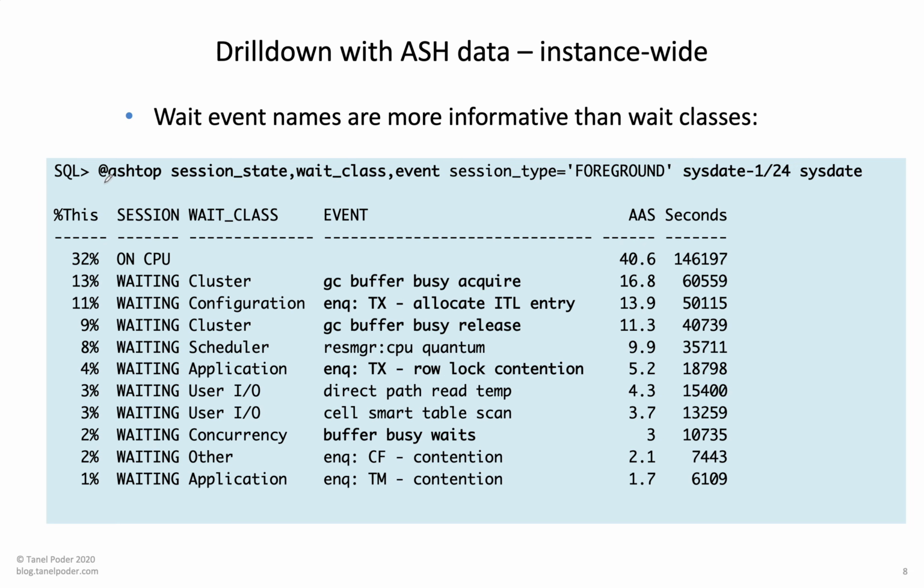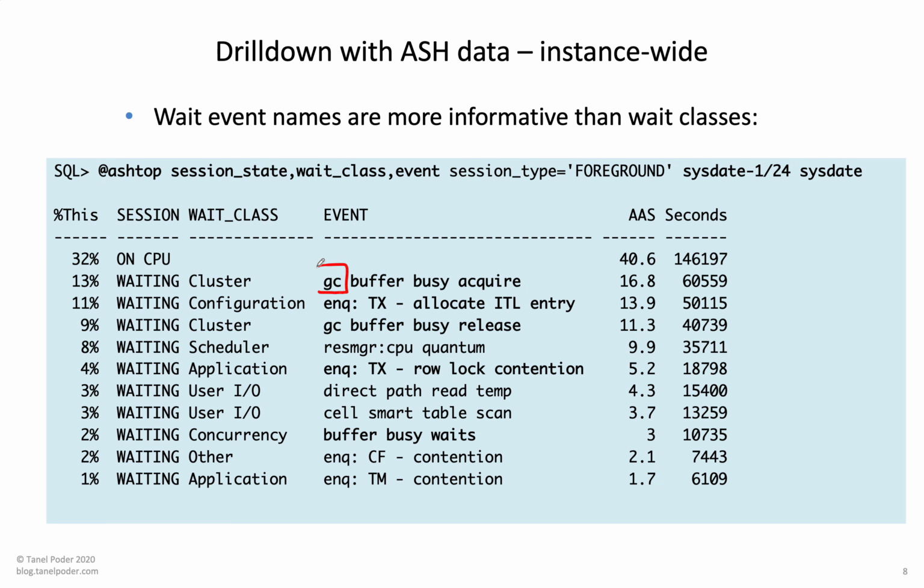Let's drill down. Let's look into ASHTOP. I didn't care about background processes, I just care about normal processes. And we have CPU, which is normal, but we also have cluster wait events. We have buffer busy. GC buffer busy is like a buffer busy wait, but across nodes of a cluster.